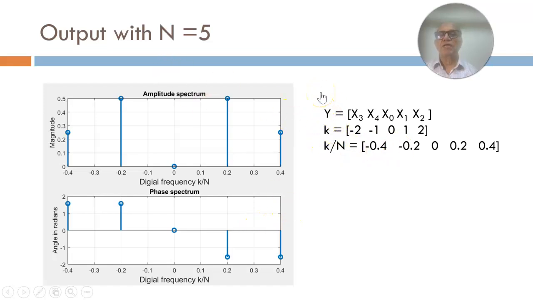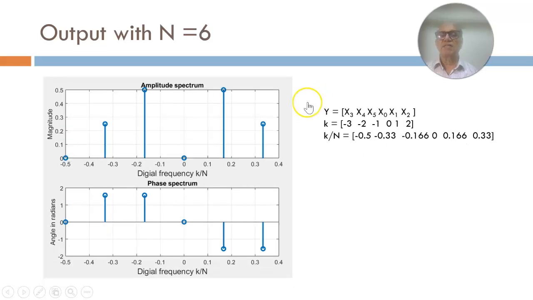Alright, similarly, if you run the program by modifying n to the value of 6, then you will get K by n, that's minus 0.5, minus 0.33, then minus 0.166, then 0 again, and so on. Again, you can see that your amplitude spectrum is an even function of frequency and phase spectrum is an odd function of frequency. So in this particular session, we have seen the use of FFT shift function, which enables you to plot the double-sided spectrum. And that's all in this session.